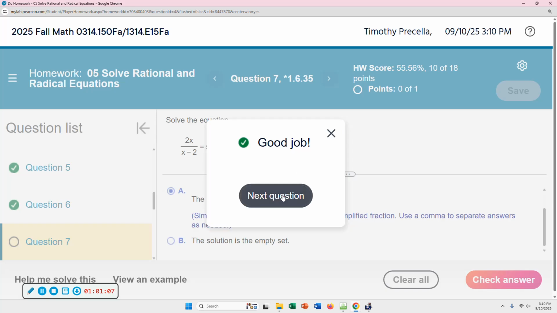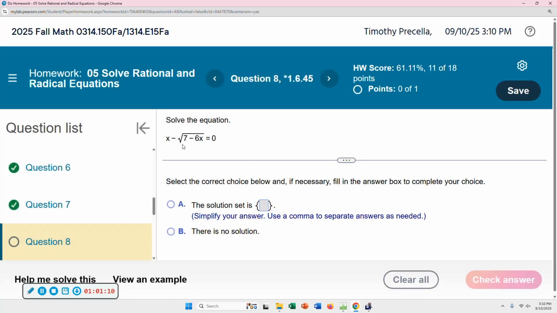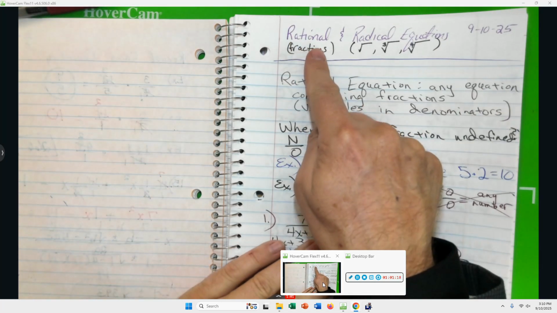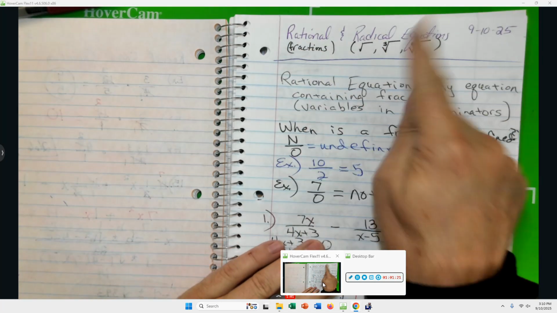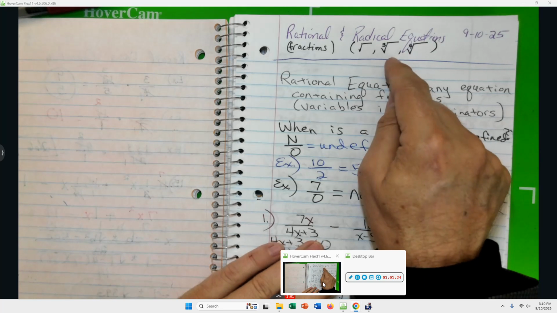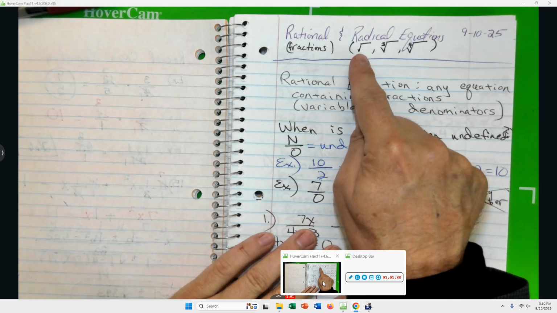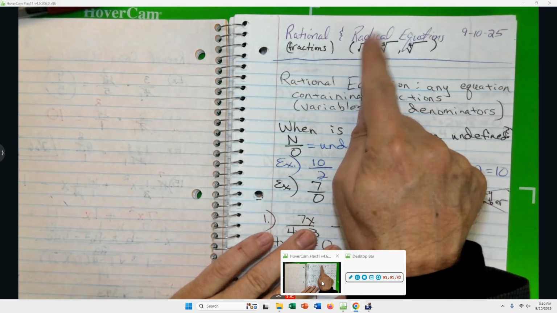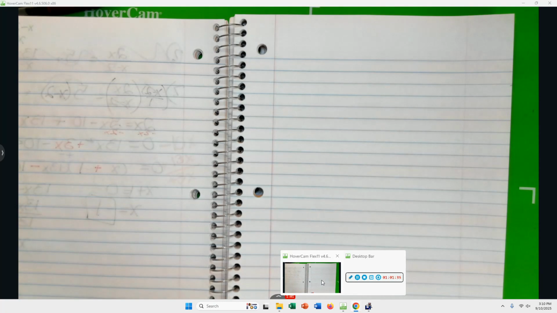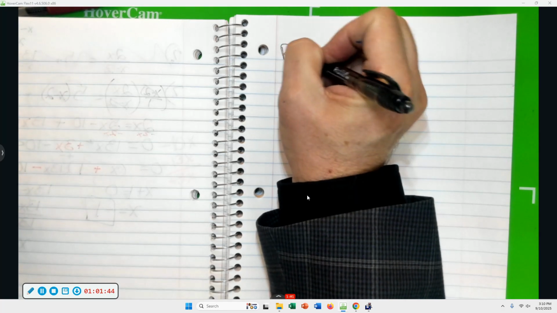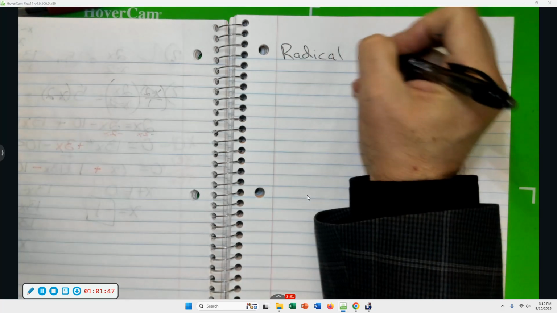Starting with the next one. This is still the same homework assignment, but remember the name of this section is Rational and Radical Equations. We've finished the rational equations part of the assignment. Now we're ready to look at radical equations. And when we say radical equations, we don't mean bizarre equations. We mean they can contain radical symbols like a square root symbol. We'll even see some cube root symbols. You may see a fourth root in this assignment. These are radical equations.